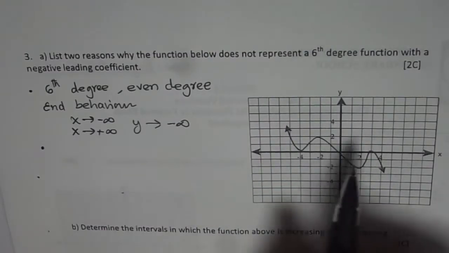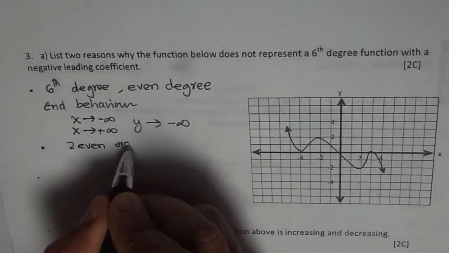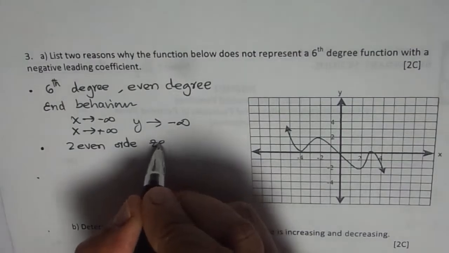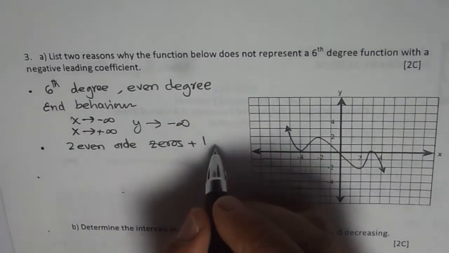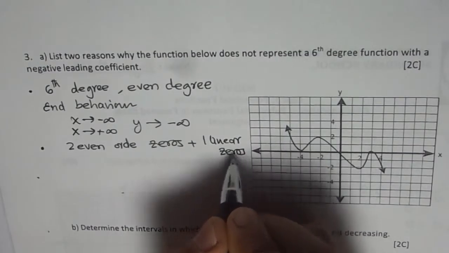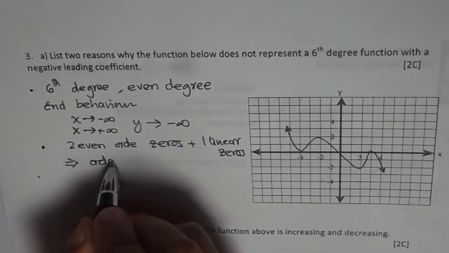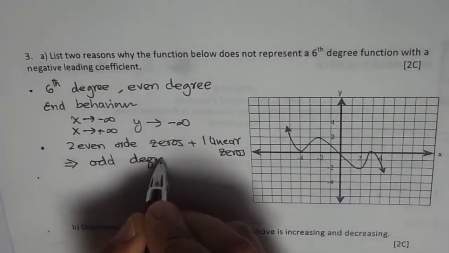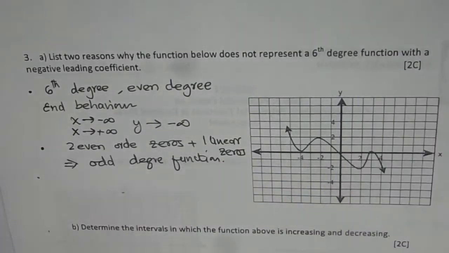Do you see that? So we have two even order zeros plus one linear zero, right? One linear zero. So that leads to what? That leads to an odd degree function, right? Odd degree function. Therefore, it cannot be 6. You get the point? It cannot be 6.